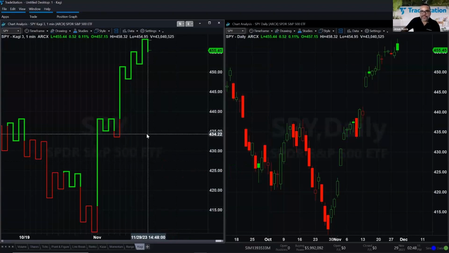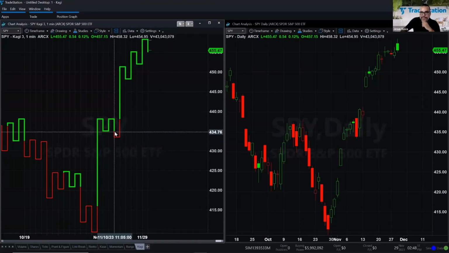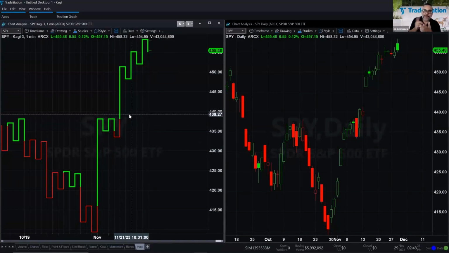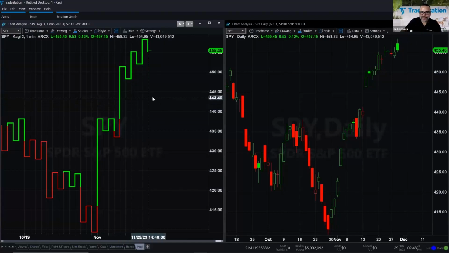But the thickness is just to separate the green from the red. You can make them whatever thickness you want on the chart. But the reason why they change from a red to a green is because it's monitoring the last lowest and highest prices. Let me explain what I mean by that.